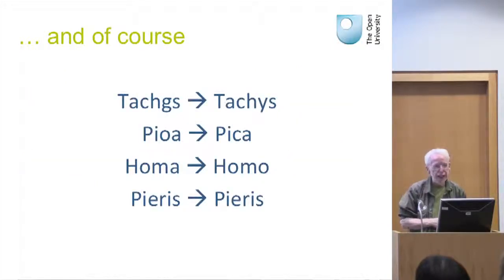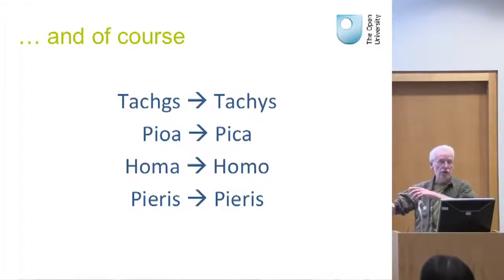And finally then, the final set of wrinkles. Tachys. It really should be Tachys. Oh dear, the OCR got it right. It was a typo in the original document. How do you cope with that? Pioa goes to Pika. If you can use an external catalogue of life type resource, you'll pick up that as a problem because Pioa doesn't exist. Pika is magpie. So Pioa we know is wrong.